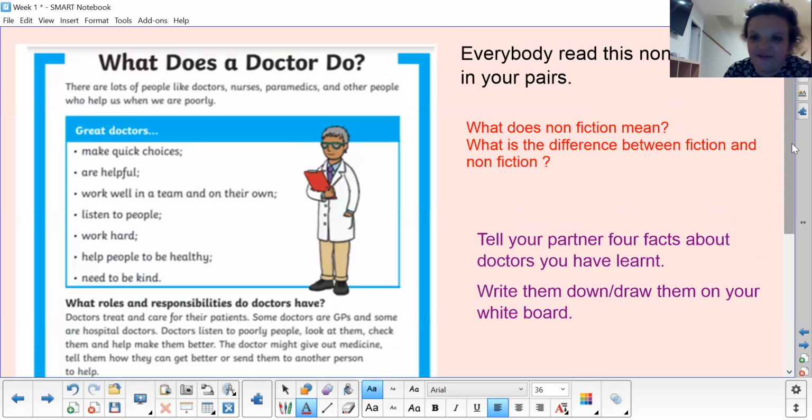Okay, well done. So the difference between fiction and non-fiction, which you may have had, is fiction is made up. It's fantasy, it's not real. It could be about a flying fish or about an elephant that can squeak, or it might be about a talking duck. Anything like that is fiction. It's not real, okay? But non-fiction is real information. It's facts. It's telling us stuff which is true and real life. So this, about what the doctor does, is all really real, okay? And it's all true information. So that's what non-fiction is.